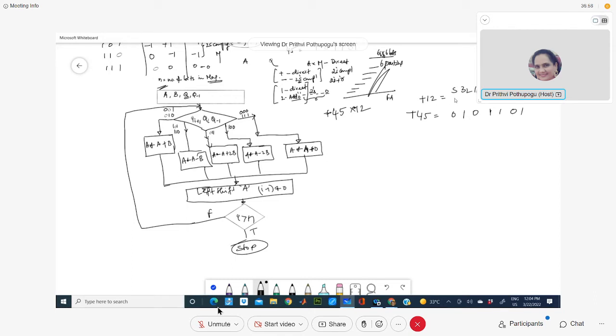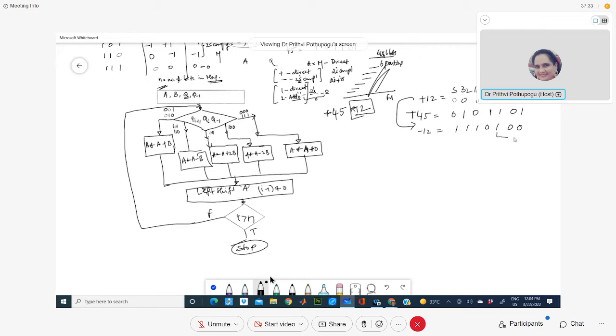Next plus 12: 0 0 0 1 1 0 0. Now if you take minus 12, minus 12 is 1 1 1 0 1 0 0, along with the sign bit I am taking. Okay. So now what I am doing is, for this minus 12, I do the bit pairing. And see here, this is minus 12.